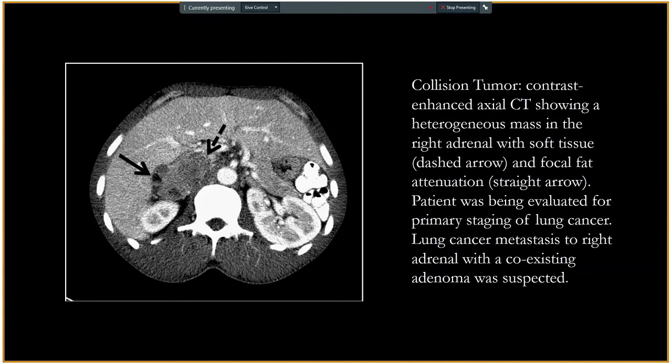Okay, so an interesting tumor that happens in adrenal, we call it a collision tumor. A collision tumor is when there are two pathologies seen inside an adrenal mass. All right, so here is an example of that.